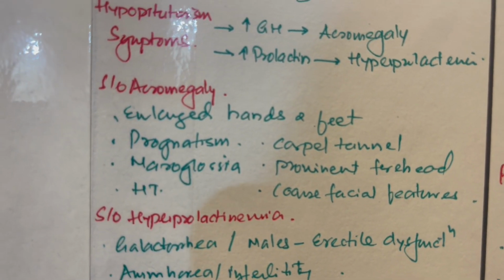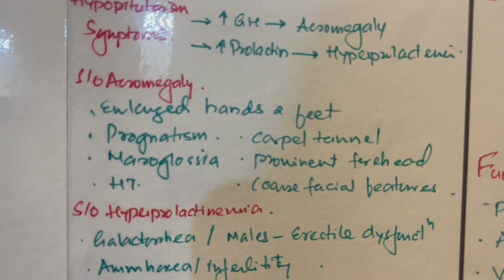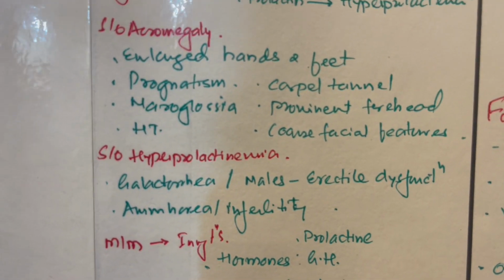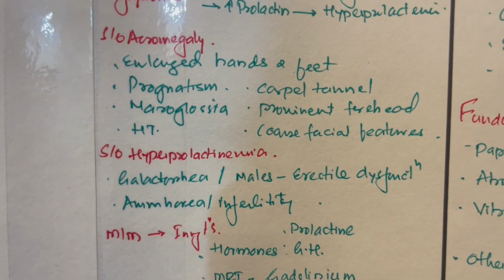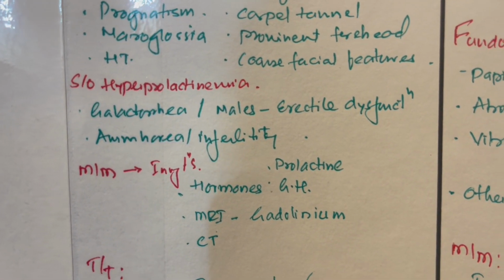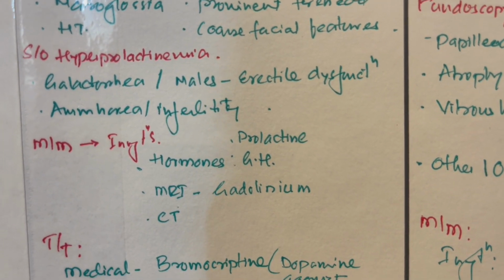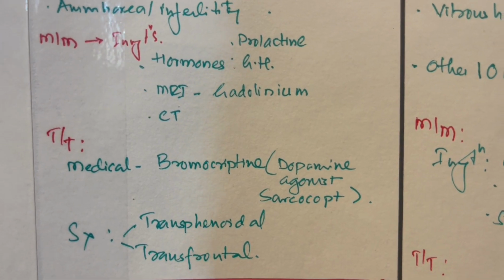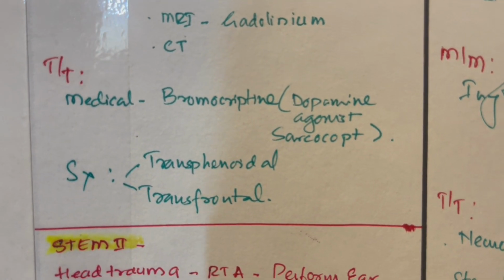Suggestive of acromegaly: enlarged hands and feet, prognathism, carpal tunnel, macroglossia, prominent forehead, hypertension, coarse features. Hyperprolactinemia: galactorrhea, in males erectile dysfunction, amenorrhea, infertility. Management is investigation: prolactin, growth hormone, MRI with gadolinium. Treatment is medical, bromocriptine, a dopamine agonist, or surgical, transfrontal.